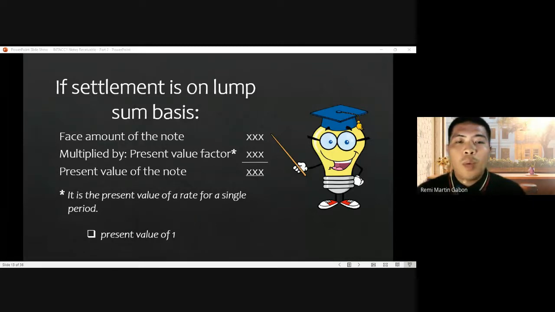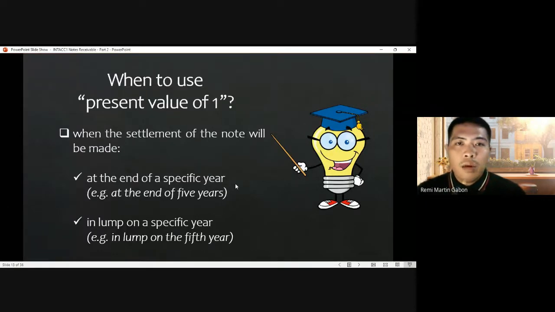So when do we use present value of 1? We use present value of 1 when the settlement of the note is on a specific year. Okay? End of a specific year or lump sum on a specific year. So for example, if it's at the end of 5 years, or at the end of 4 years, or at the end of 3 years.